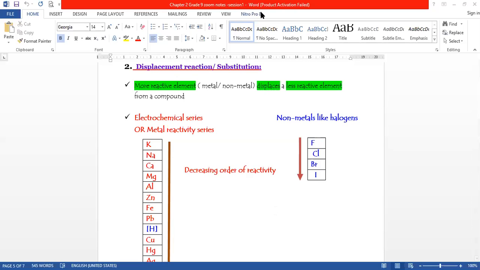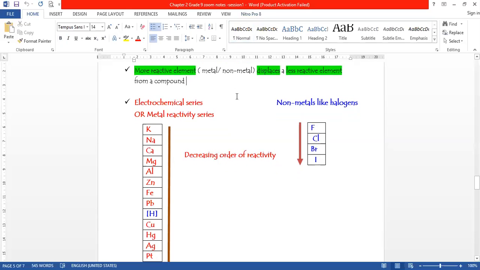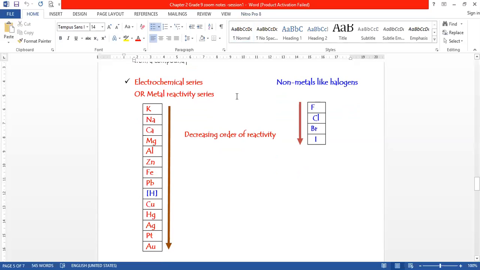And mostly when we are discussing the displacement reaction, we have to understand that it happens mostly with metals. Very few non-metals show displacement reaction, and the ones which we are studying till grade 10 are halogens. That is why you can see on this page that I have given you the metal reactivity series, along with a list of non-metals, which contains only the halogens.